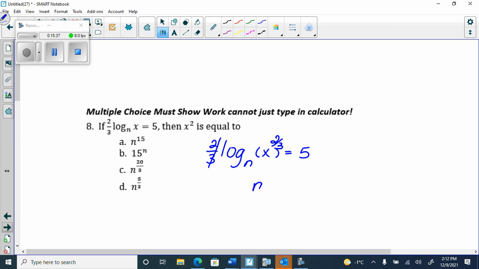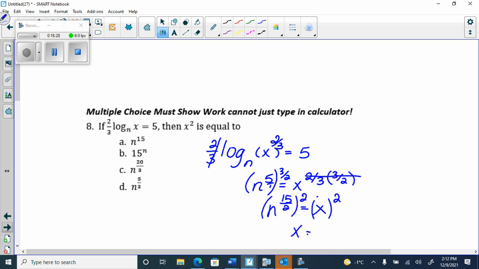N to the 5, base my exponent to exponent, equals x to the 2/3, right? And it wants to know what x squared is. So what do I have to do? How do I get rid of a 2/3 as an exponent? Times it by 3/2. It's reciprocal. Because 2/3 times 3/2 is 6 over 6. You just multiply by its reciprocal. And then this becomes 15 over 2. The catch is I want what? Not x. I wanted x squared, which makes it turn nice. And to the 15.